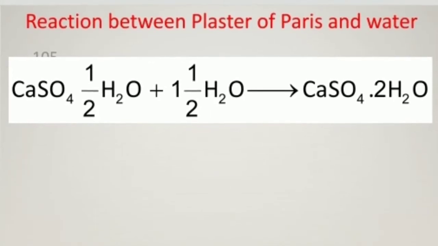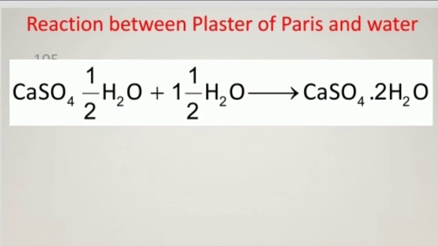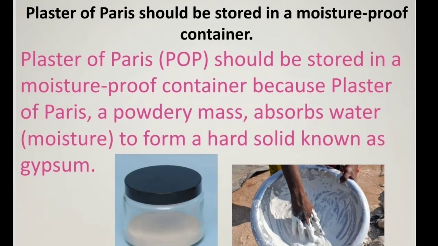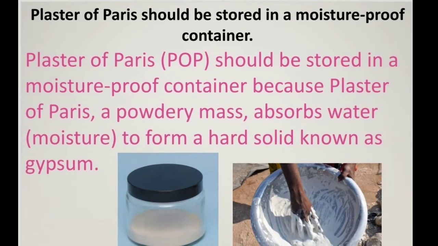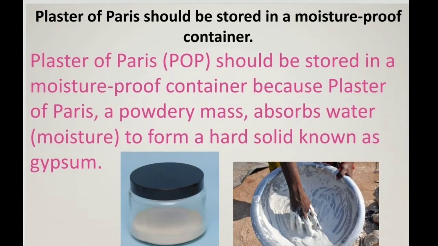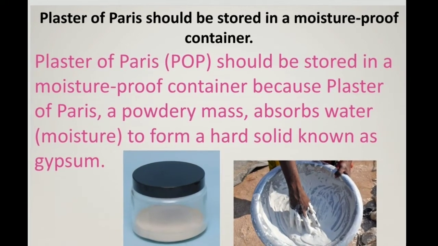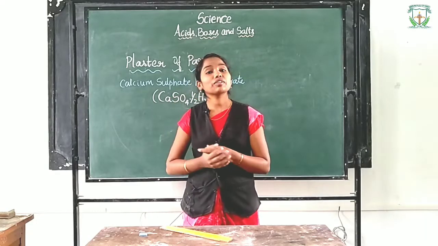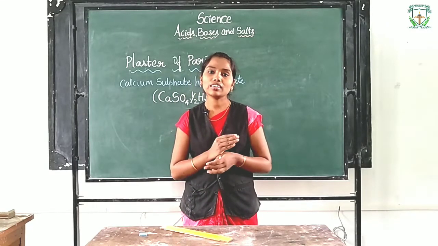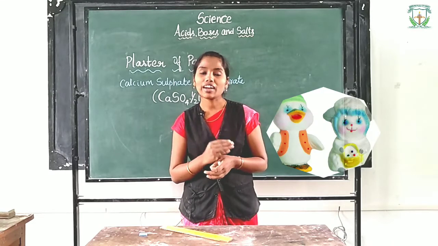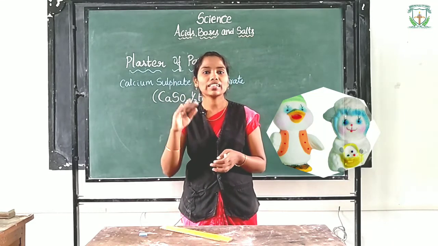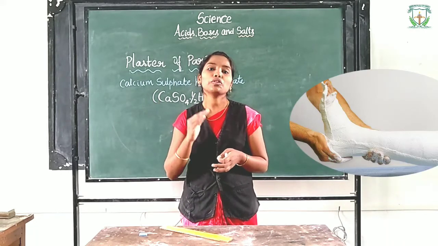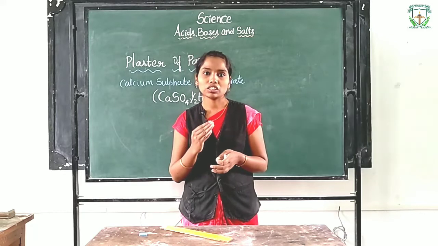When plaster of Paris reacts with water, it forms the gypsum salt. Plaster of Paris should be stored in a moisture-proof container because it absorbs moisture and forms hard, solid gypsum salt. Children, what are the uses of plaster of Paris? It is used for making toys and to make surfaces very smooth. Doctors use plaster of Paris as a supporting material for fractured bones.